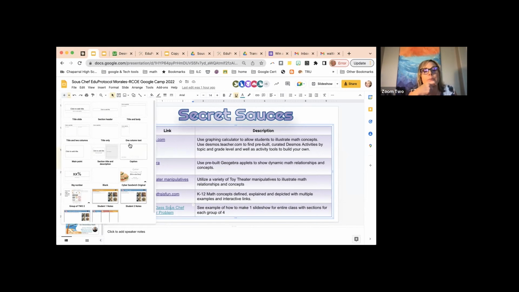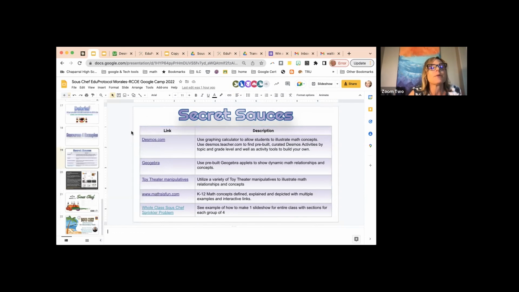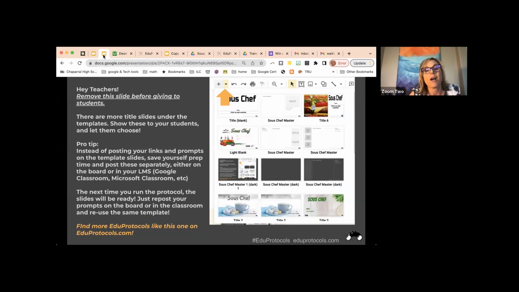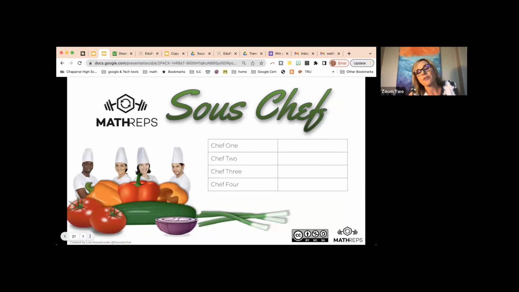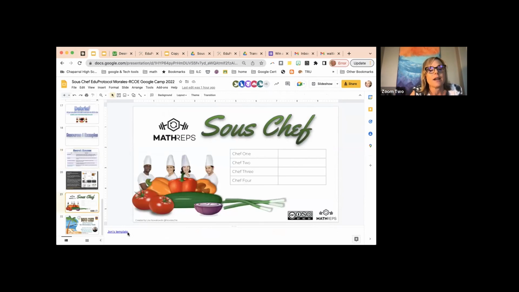So you have all the templates for Sous Chef. Those are my templates for Cyber Sandwich. So I'm going to fix that right after this session so you can get a lot of the templates. All of the templates are also on eduprotocols.com. So if you like these templates, you can go to EduProtocols. Last thing, here's another template if you like this template as well. And on the slideshow, when you look at yours, it's down here at the bottom if you like that method. So there are different templates you can use for the way you set it up.